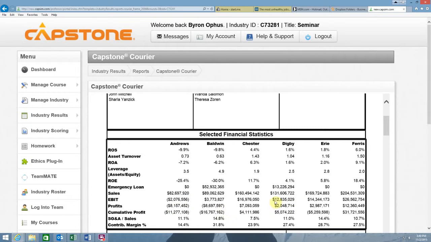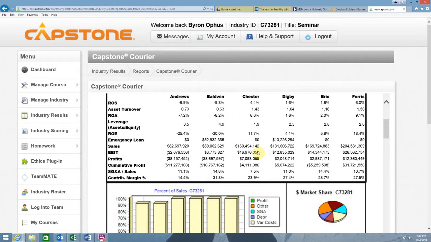And EBIT then, Chester again, pretty decent. Look at that, Chester's EBIT is bigger than Erie's, even though they had less sales. Well, interesting, and it's really interesting when you consider that they had a smaller contribution margin, which would usually be the first thing that I would look at. It's always the first thing I look at. Their contribution margin was almost 5% less, but what offsets that?